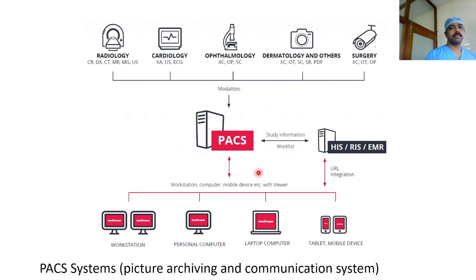The main central server in the hospital is called the PACS, otherwise called the Picture Archiving and Communication System. That will integrate all these systems, be it radiology, cardiology, ophthalmology, dermatology, any imaging. The hospital will acquire all these images from all departments and save them in a central system. That is what we call the central PACS server.